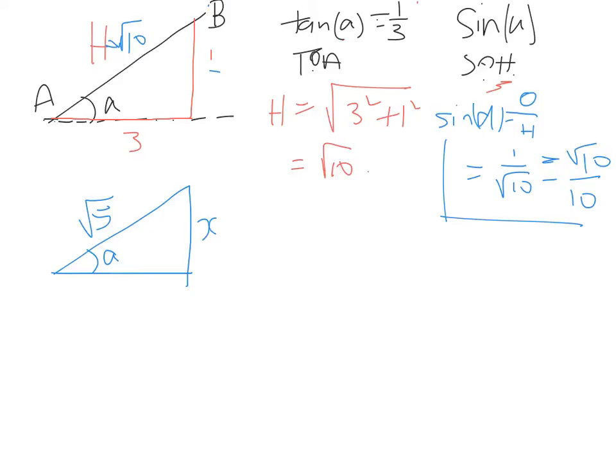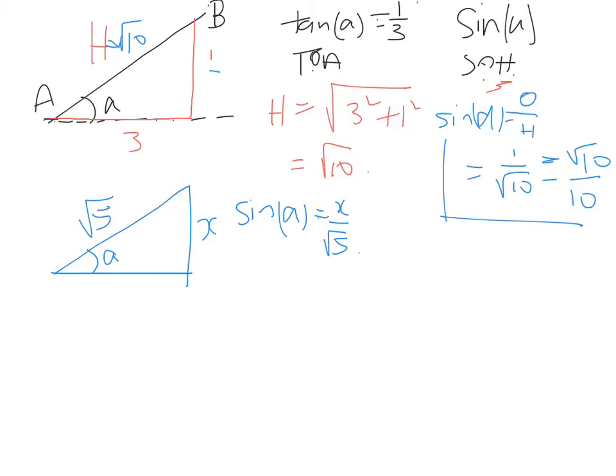Now, the trick with this is we express what's going on here in terms of what we've got going on here. Now we've got enough information. We've got an opposite, now we've got a hypotenuse. So we can say that we've got sine of A equals x over root 5, based on this information here: opposite side length, hypotenuse, and our angle.